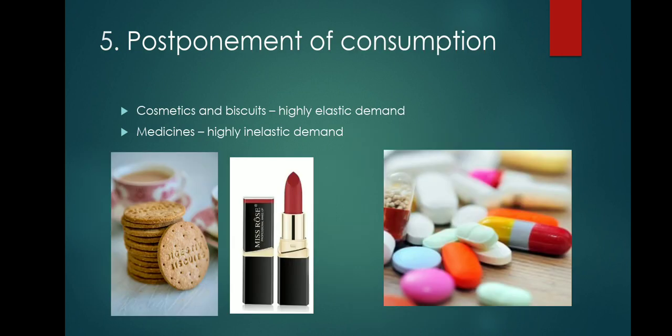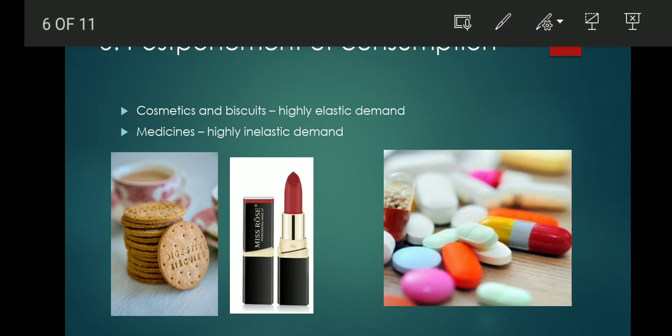Moving on to the fifth, postponement of consumption. Taking the example of cosmetics and biscuits, see, it's not a basic need as mentioned earlier. It's kind of a comfort. So in such a case, if the price of biscuits or lipstick, any cosmetic product, rises, we may not buy it because it's very high. We may delay it, or we may not buy it. So the demand will be highly elastic, which means a high change in demand.